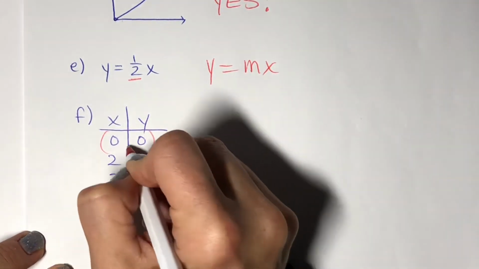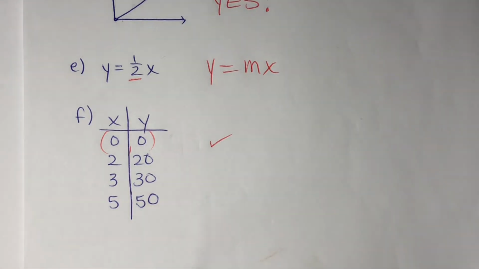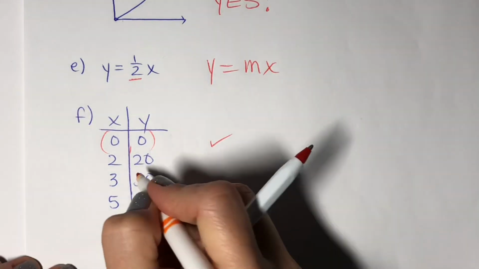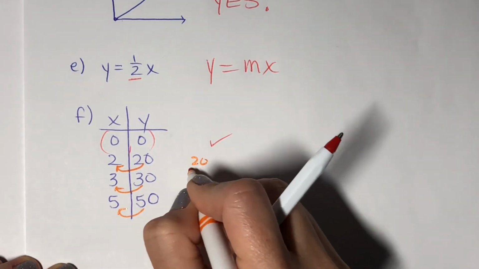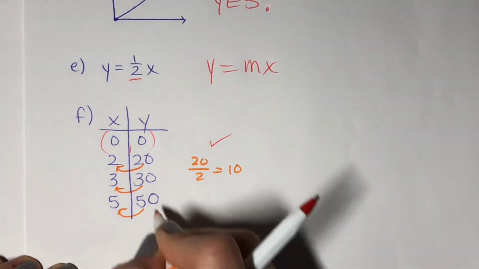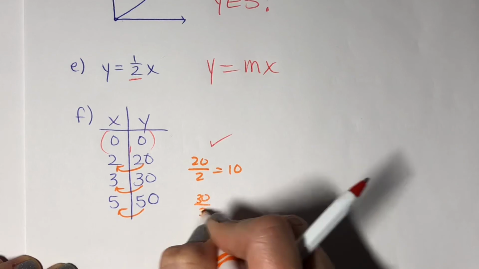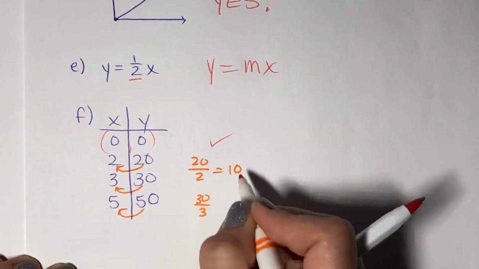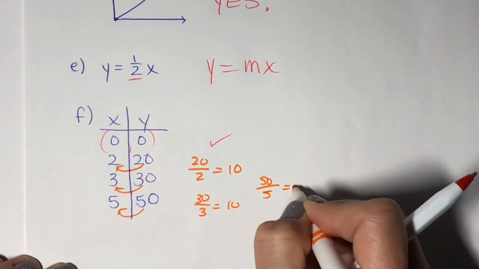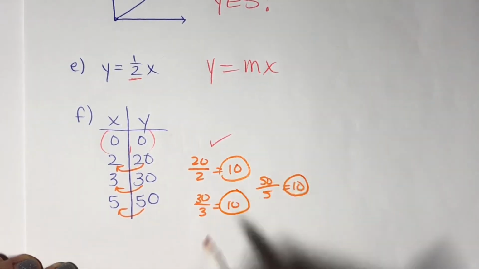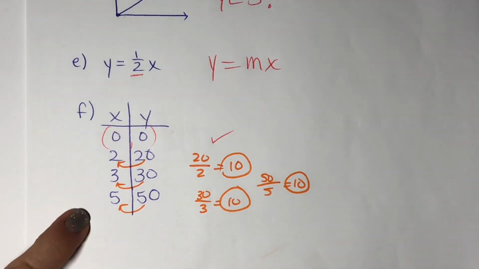Does it contain the point 0, 0? Yes. Does it have the same factor when I divide? If I divide 20 by 2, I get 10. 30 divided by 3, I get 10. 50 divided by 5, I get 10. And because they all give me that same factor, yes, this is proportional.